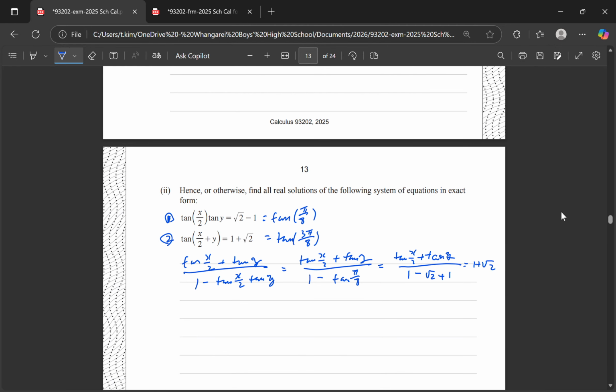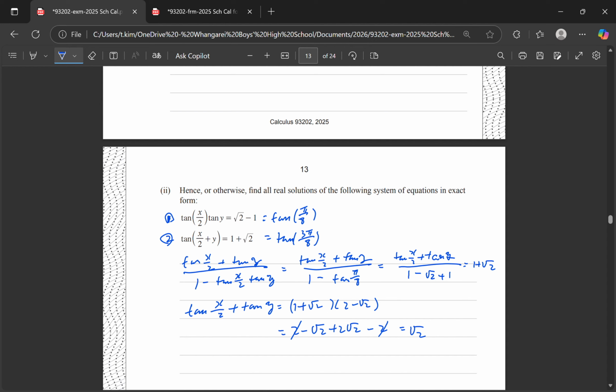Now, so we can say tan(x/2) + tan y equals (1 + √2) times (2 − √2), isn't it? So we expand this: 2 − √2 + 2√2 − 2. So that is just simply √2. Hooray.